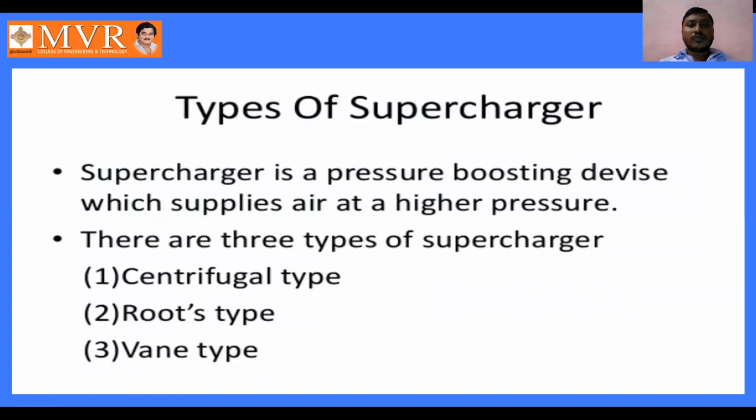Coming to the types of superchargers, we have three types. The supercharger is a pressure boosting device which supplies air at a higher pressure. I have shown in the diagram that the work of the supercharger is to supply high pressure air into the engine cylinder; it is a device used for boosting or supplying air into the engine cylinder at high pressure. We have three types, named centrifugal type, roots type and vane type.